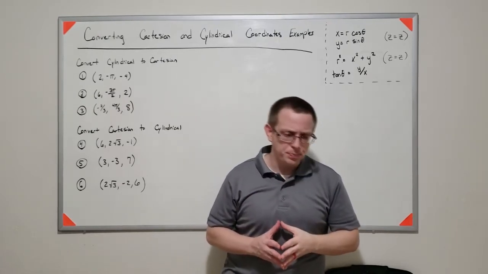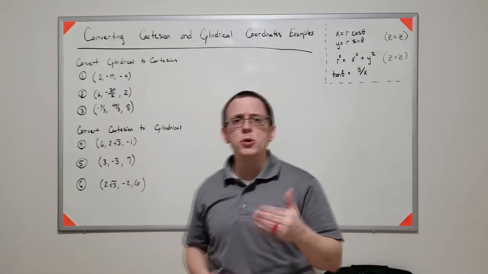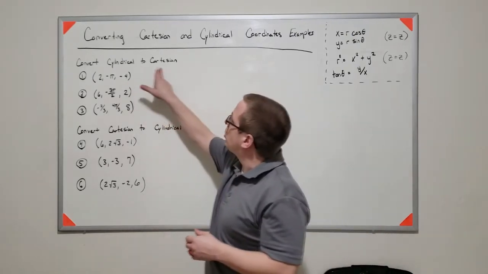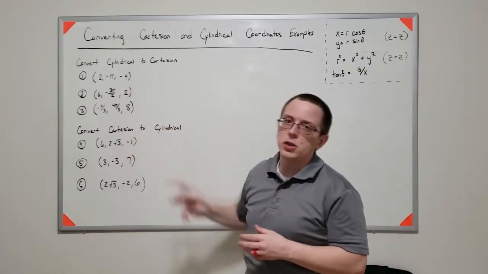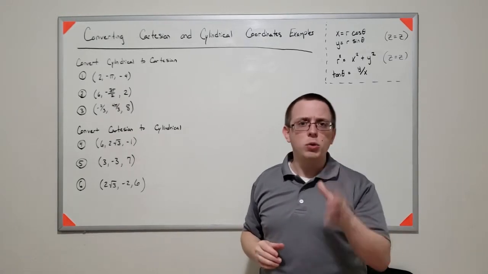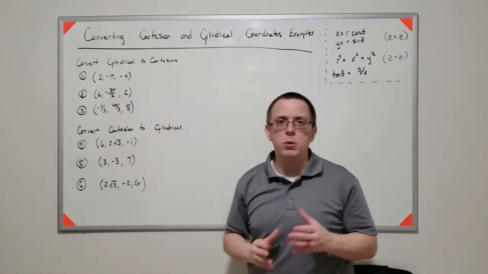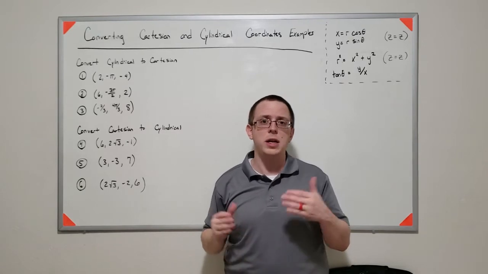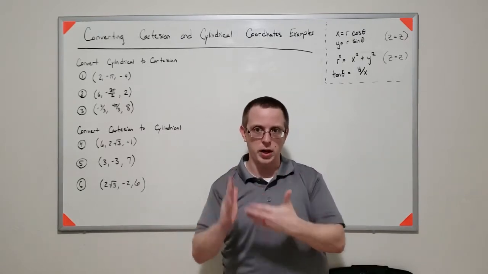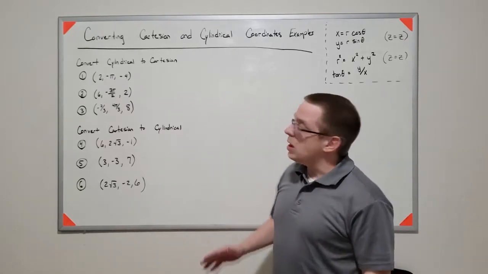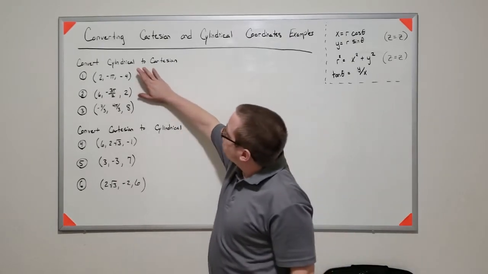I apologize. But anyway, we want to do some examples of converting cylindrical to Cartesian coordinates and Cartesian to cylindrical coordinates. I also want to point out that sometimes Cartesian coordinates are referred to as rectangular coordinates, and that makes sense because you could think of them like a grid. And so, anyway, let's take a look here.